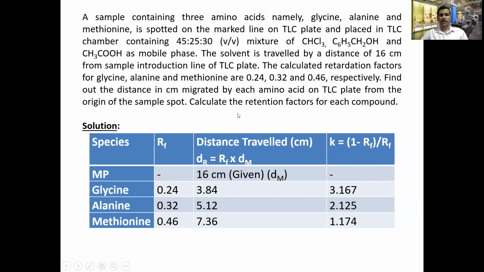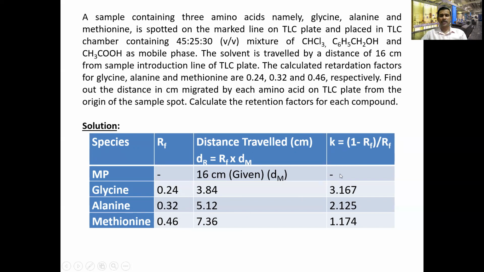Then the next part is you have to calculate the retention factors for each compound. Retention factor in TLC is also denoted by small k. RF is the retardation factor. Don't be confused. RF is the retardation factor. Small k or k dash is the retention factor or capacity factor. That is calculated by using the expression 1 minus RF divided by RF. So RF value is known for each and every amino acid. You just substitute and calculate the value of capacity factor.